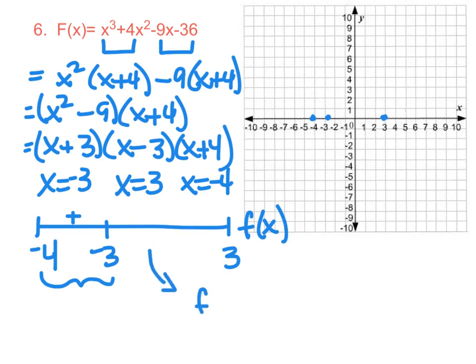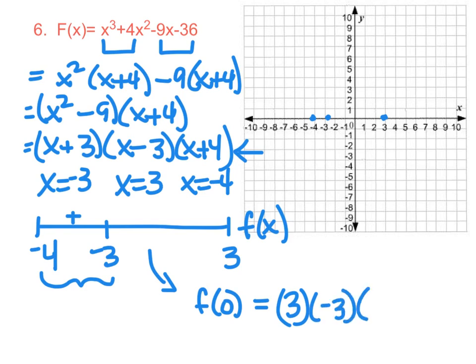Let's plug in 0. So we plug in 0. Again, I like to plug it right there to where the factored form is. It's just so much easier. And so if I plug in 0 there where I drew that arrow, I'm going to get 3 times negative 3 times 4, right? And that's going to be a negative number. So my function is above the x-axis, then below the x-axis. And there we go. All done.